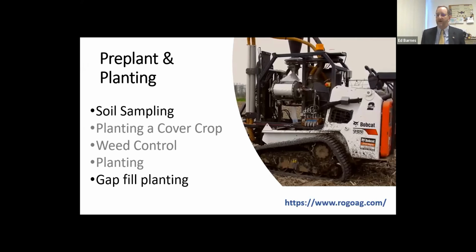And so there is currently a company in the United States, RogoAg, you can see their website here, that has created an autonomous Bobcat that's been adapted to autonomously travel through the field, collect soil samples, put those samples in a bag, label those bags, and record the GPS where that is located.